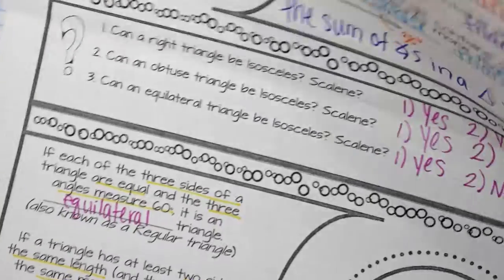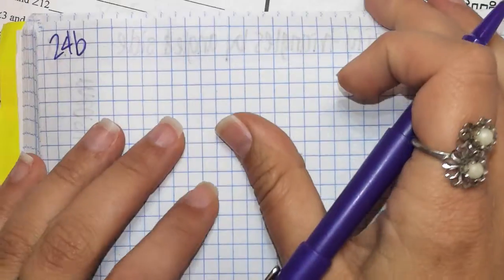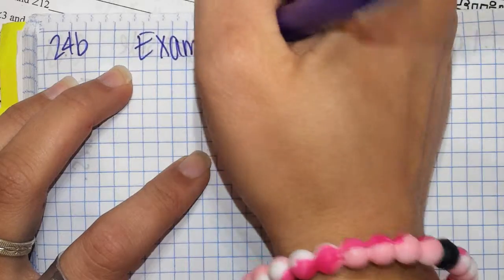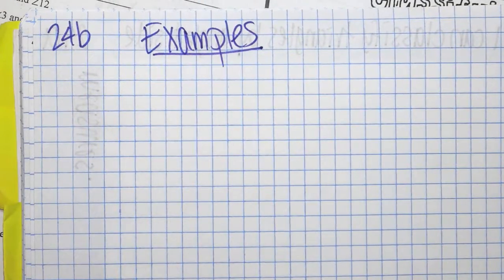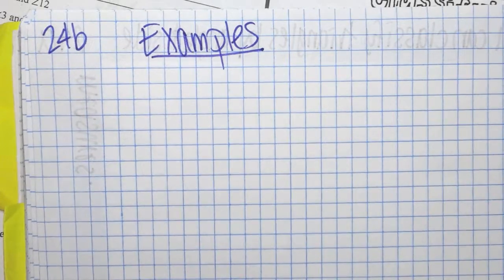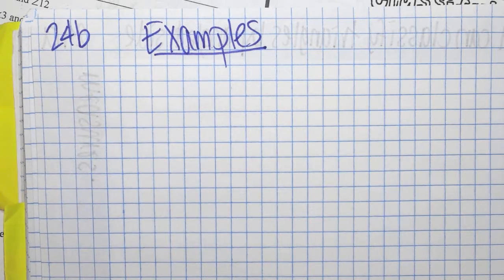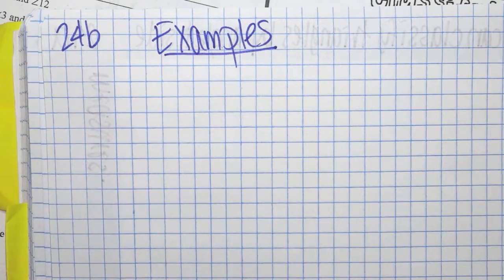Alright, let's turn it over to page 24B. Let's work out some examples. I want you to write 24B, and then I want you to write examples, and I really want Ravenclaw to stop talking. Everybody ready?